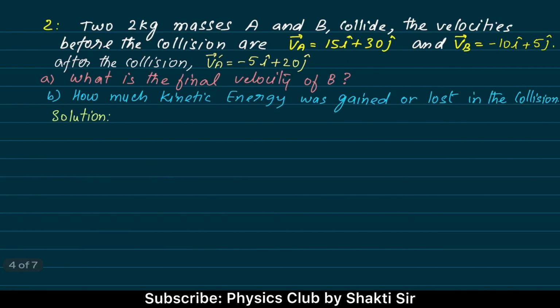Now we have question number 2. In question number 2, you can see two blocks, two 2 kg masses A and B, collide. The velocities before the collision are this and this.